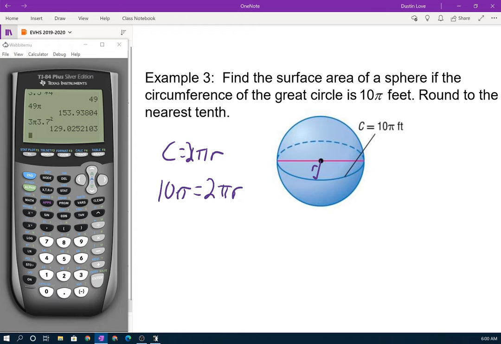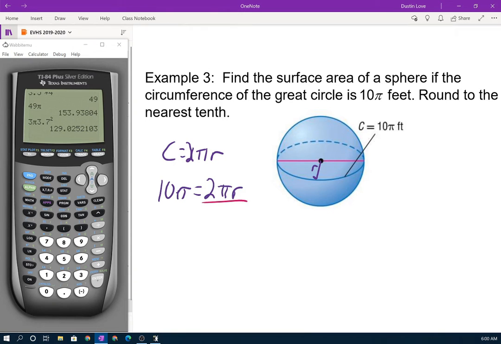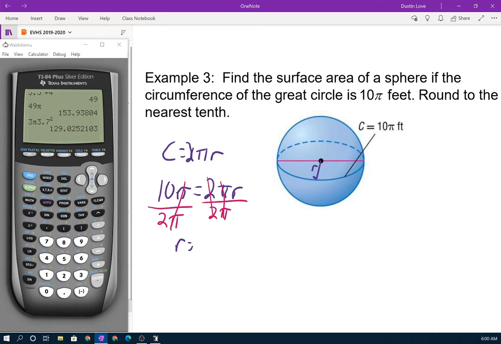I'm going to first start off by dividing by everything on the right here that I don't need. I don't need 2 pi, so I'm going to divide by 2 pi on both sides. The 2's cancel, the pi's cancel, leaving me with r equals 5.